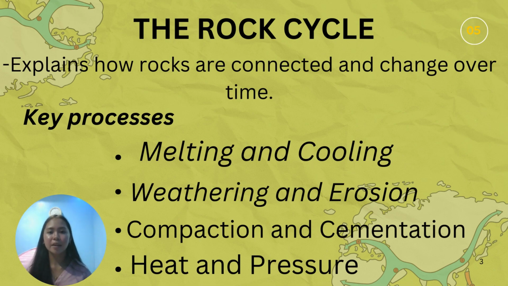So the rock cycle is a concept that explains how rocks are connected and how one type can change over time. So these are the key processes in the rock cycle. First is melting and cooling, where the igneous rocks are formed. Next is weathering and erosion, which break down rocks and move sediments.